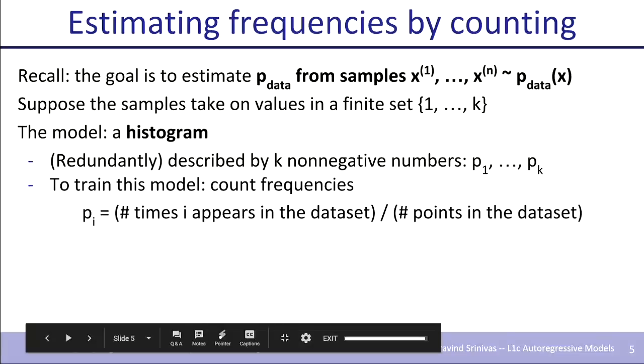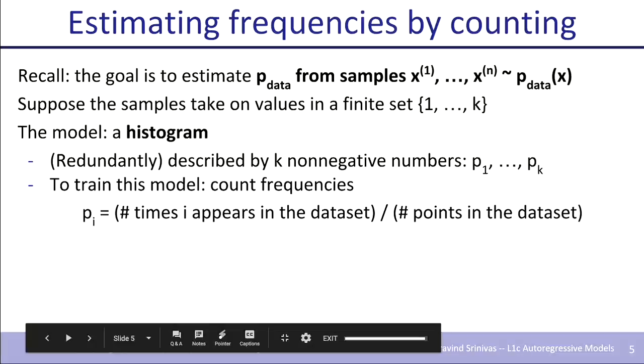I'll try to draw this on the board. We have that samples take on values in 1 through k. And so the model is a collection of probabilities p1 through pk. This is a likelihood-based generative model, these k numbers. Does everybody see why this fits into the definition of a likelihood-based generative model? Yes, cool.